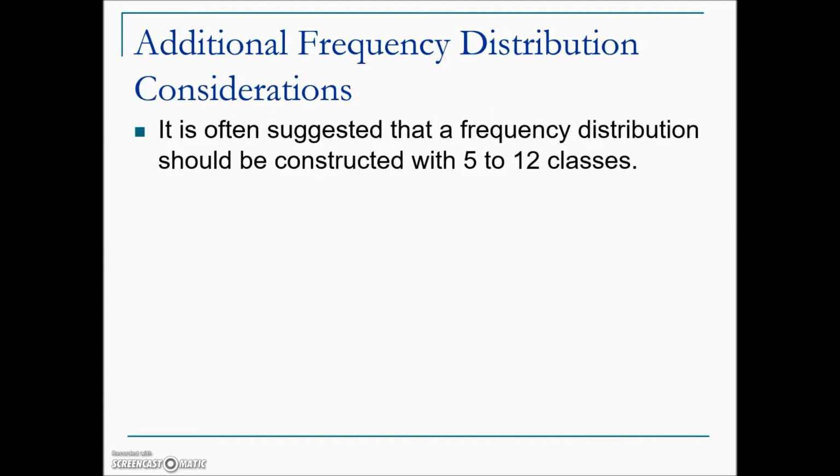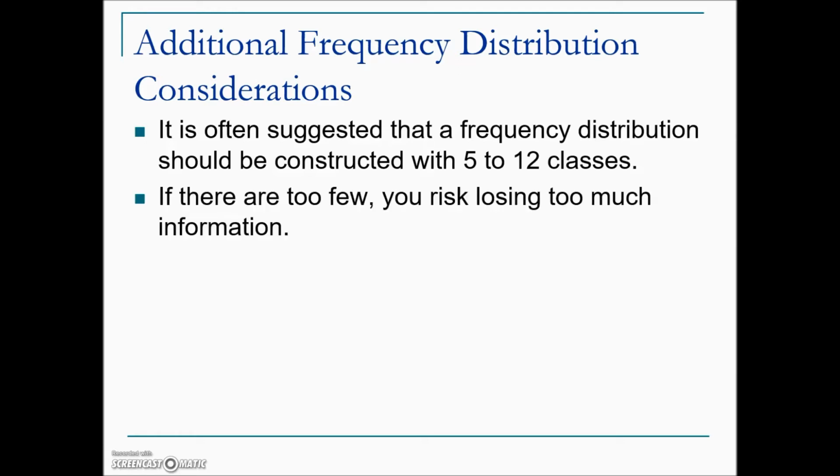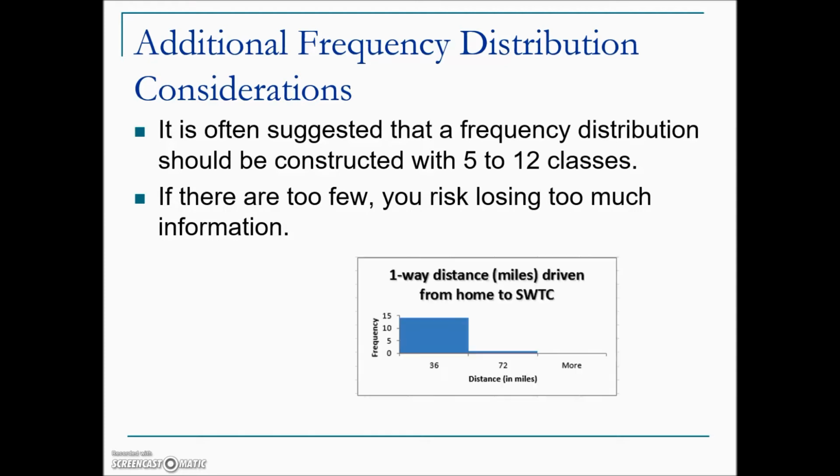One other additional consideration is that it's often suggested that a frequency distribution should be constructed with 5 to 12 classes or intervals. If there are too few intervals, the data may become too bunched and you cannot tell trends. And here's an example where there are only 2 intervals, and the only thing we can really tell is that most of them are under 0 to 36 miles.